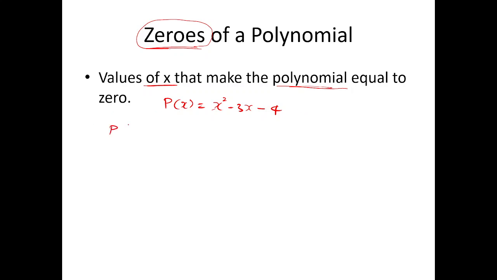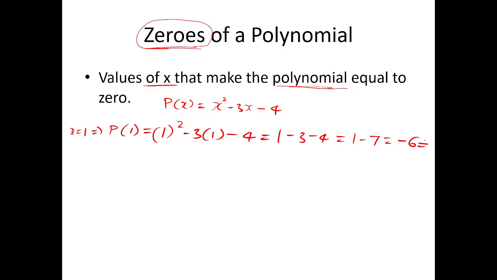If I take x as 1, then what happens? Replace x with 1: 1 square minus 3 times 1 minus 4, which is 1 minus 3 minus 4. The value is 1 minus 7, which is equal to minus 6. Is it equal to 0? No, it is not equal to 0. If I replace x with minus 1, then what happens?